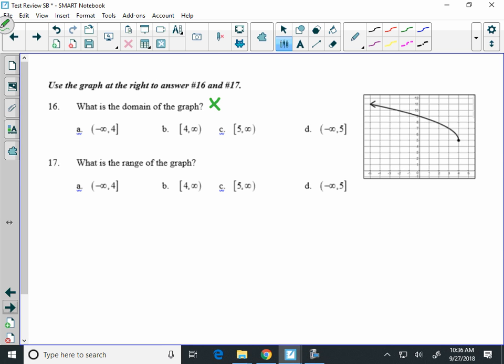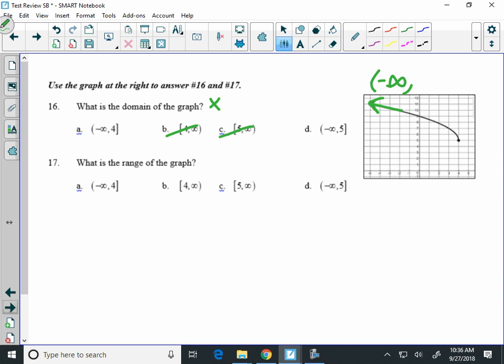Well, when I look at the left of this graph, there is an arrow, and that arrow is going towards negative infinity. When you write negative infinity, you always have to put a parenthesis. That allows me to eliminate choices B and C right now because they don't start at negative infinity with their interval. So I really am between choices A and D.